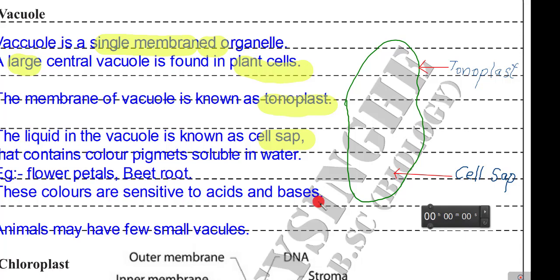To identify the acid and base, in grade 7 you remember, right? With the petals we check the acid and base. Petals also turn into blue and red colors there with the acids and bases. Grade 7 we have done that experiment. Right? Animals may have a few small vacuoles.